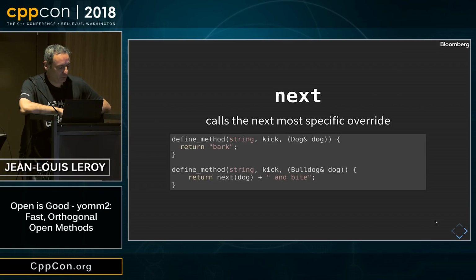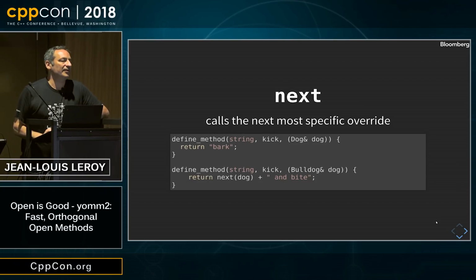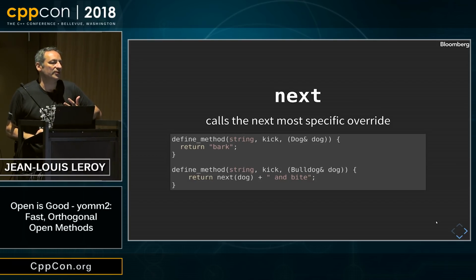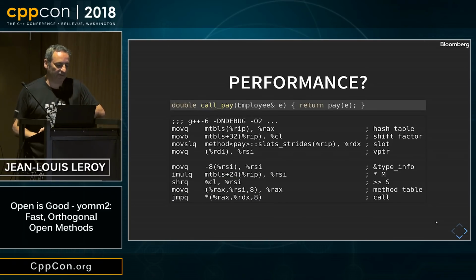I'm going to skip over next. Next is a way of calling the function in a base class. It's the equivalent of calling the function that has been overridden. I prefer to save some time.